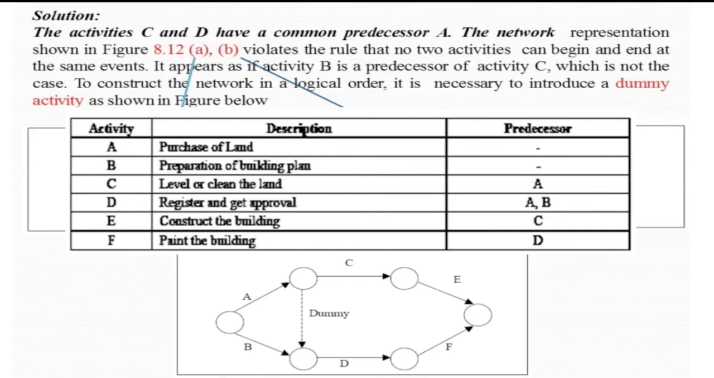And also our activity D has two predecessors, which are A and B. So you will see it here. B and A will be taken by this dummy arrow or dummy activity, and so on and so forth. So this is now the correct graphical view representation of this problem.